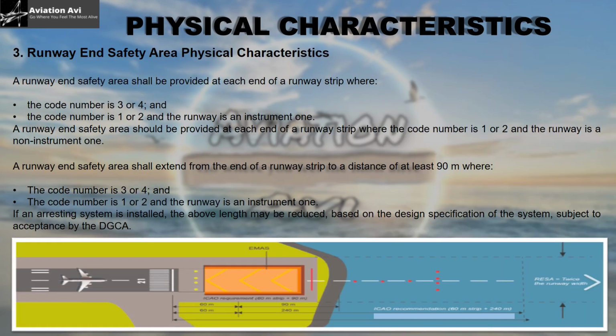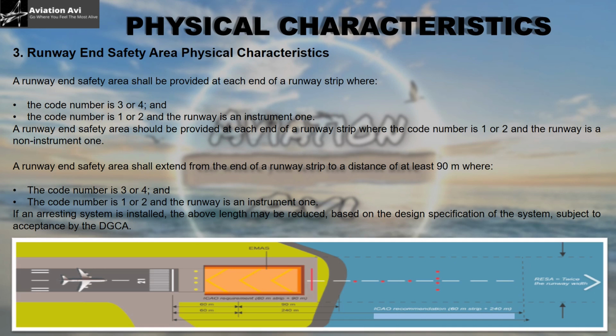After covering the runway strip, let us look at the runway end safety area, which is a shall. It shall be provided at the end of each runway strip. So you see here, 60 meters from the runway end is the runway strip, and beyond that you provide the RESA, runway end safety area, for a code 3 or 4 runway, and a code 1 or 2 runway when it is an instrument one. And it should be provided at the end of the runway strip for a code 1 or 2 non-instrument runway.